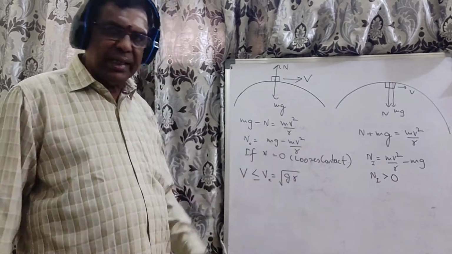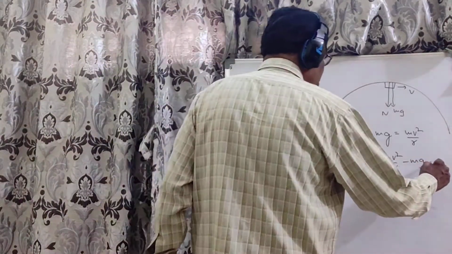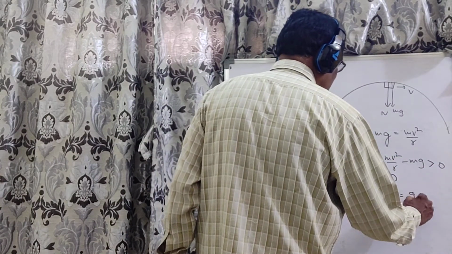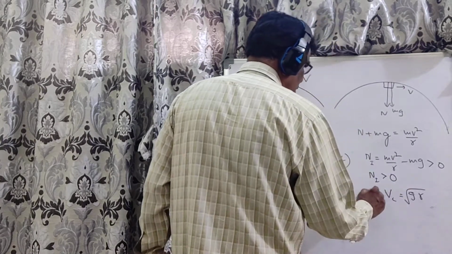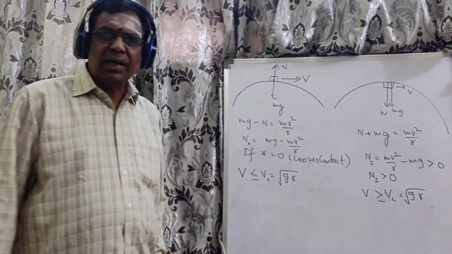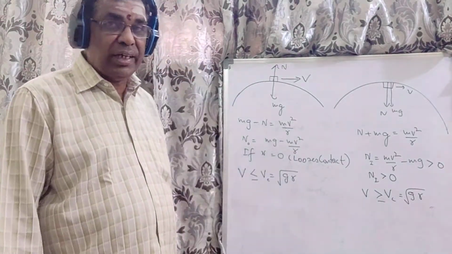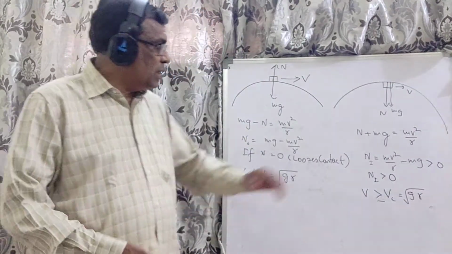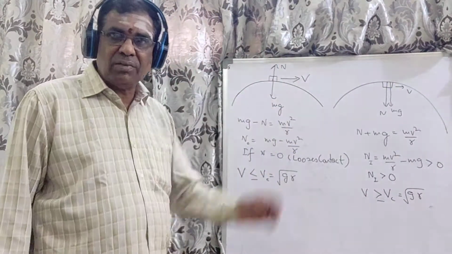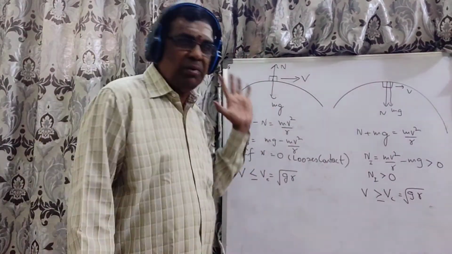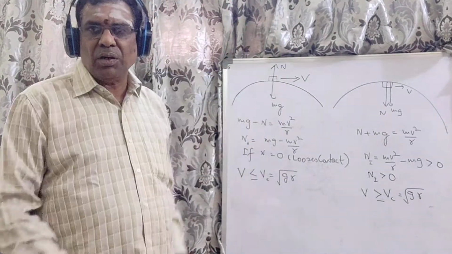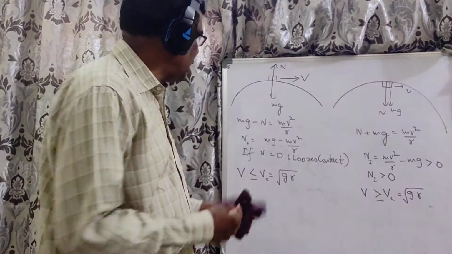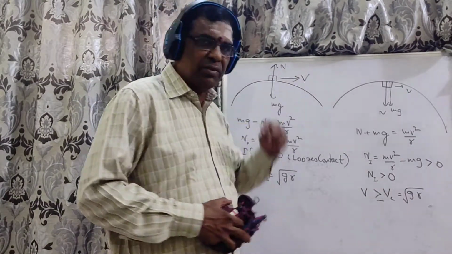And here you could see same, greater than 0. So V must be less than this. But here what are you getting? This must be greater than 0, or Vc is equal to root gr, but your V must be greater than or equal to root gr. It's a very, very important consequence. Follow these two carefully. This is the minimum value, otherwise the body would fall. This is the maximum value, otherwise the body would lose contact. You have to be very careful with this. I've taken two possibilities likewise.